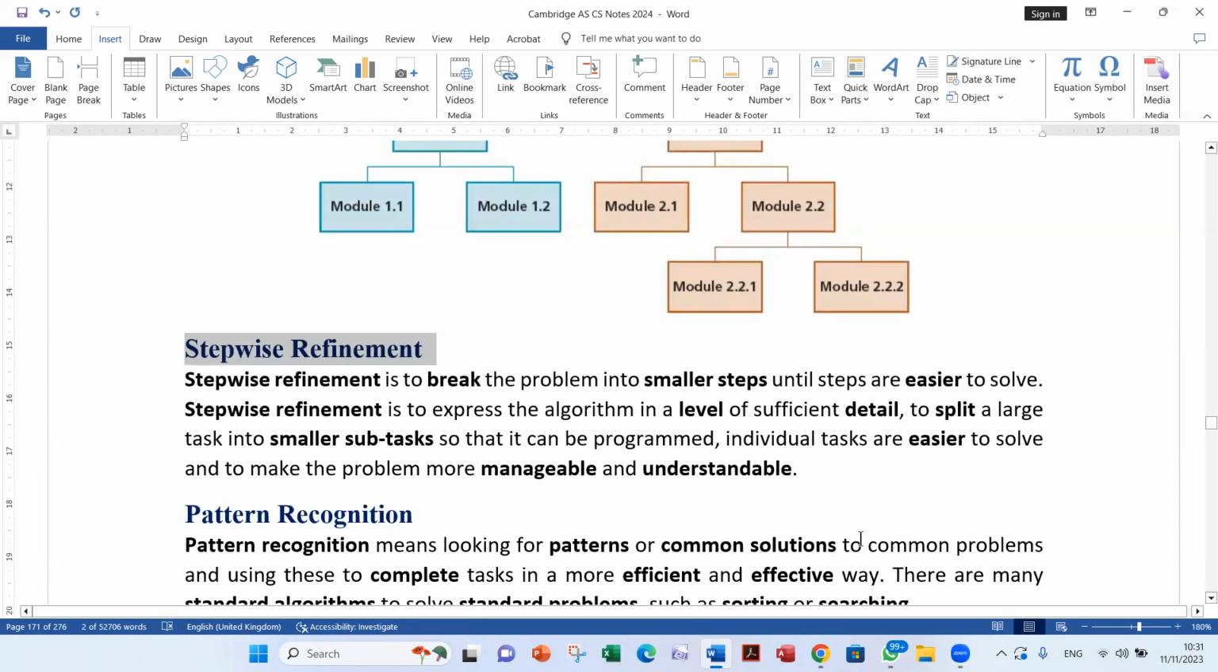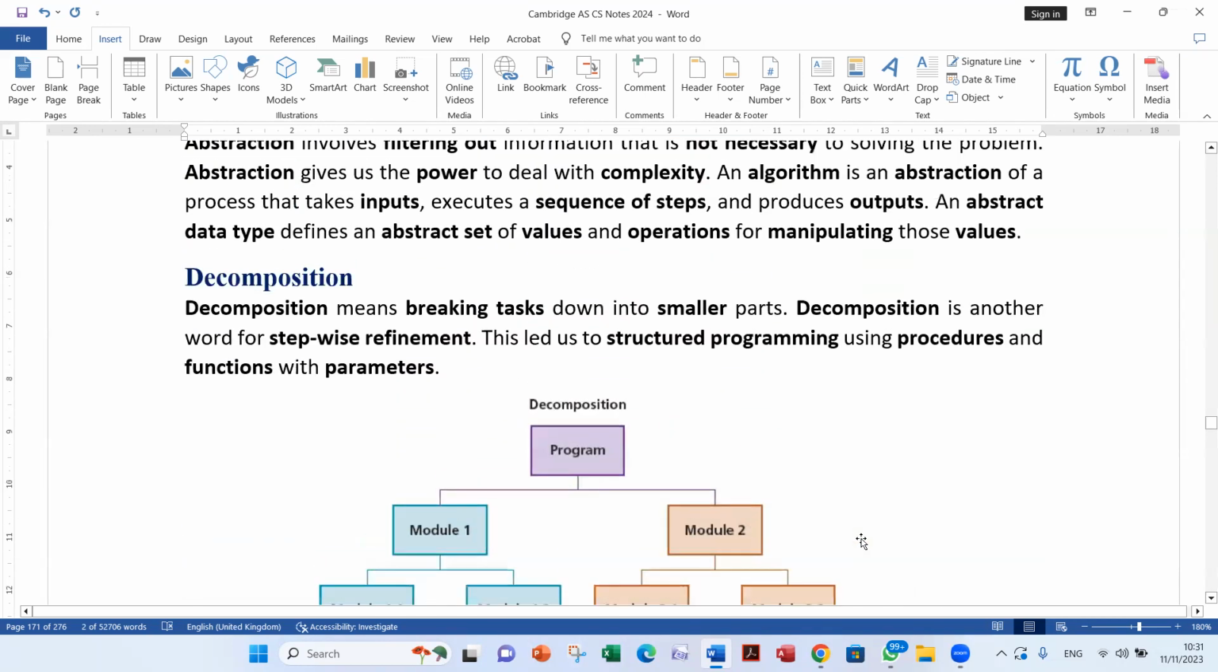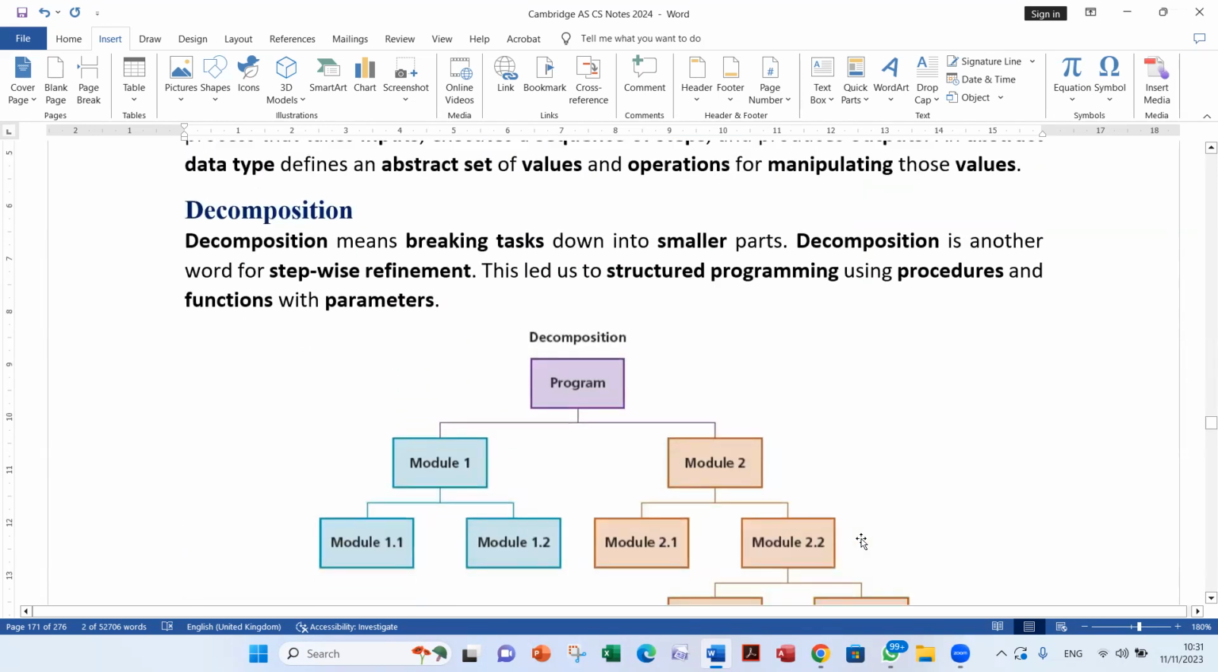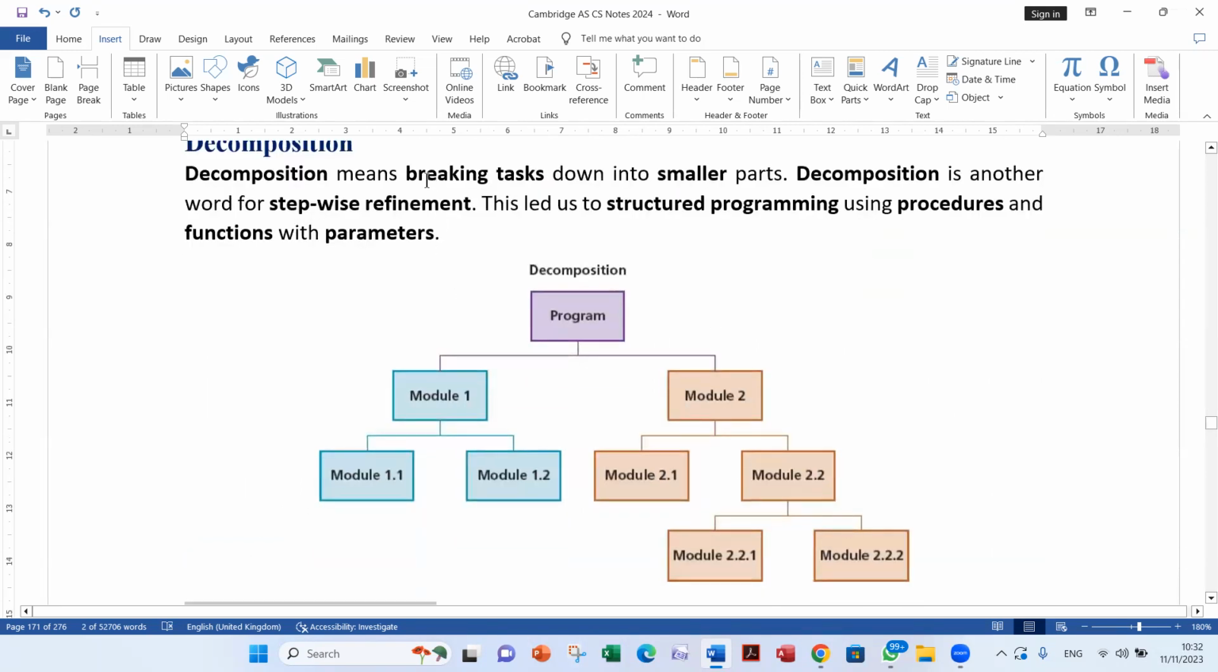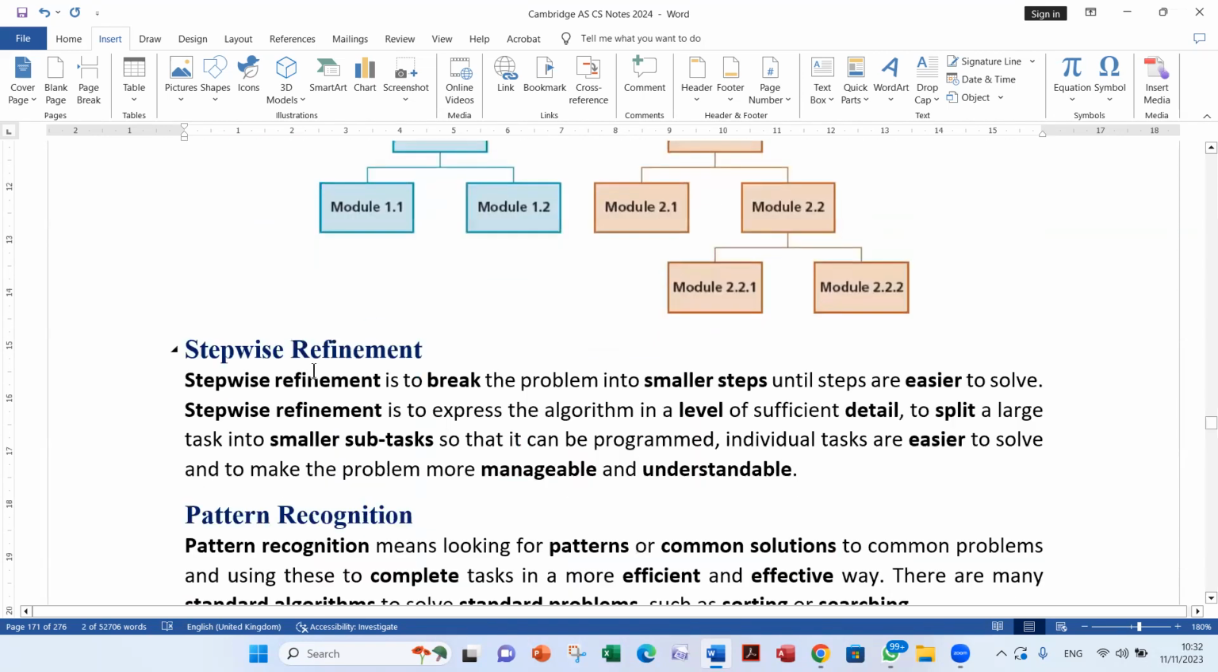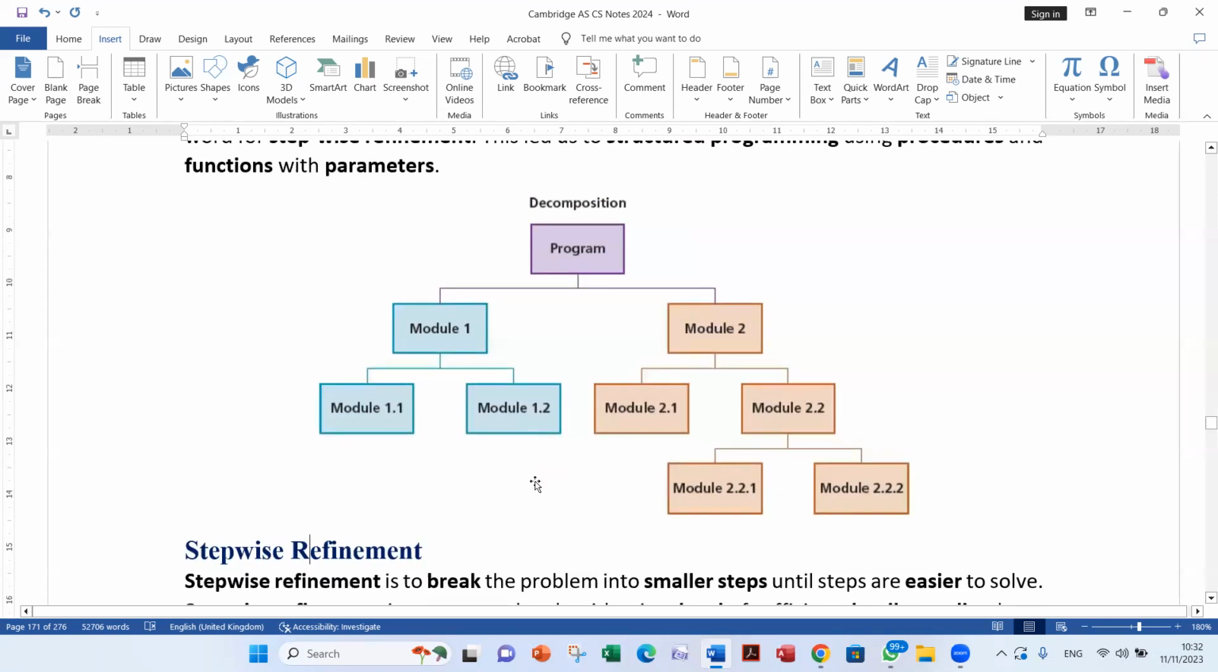And this is all in the O level. Very simple. I'm explaining it here for people who are not recalling it, for people who have studied O level, and I'm teaching it from the beginning for people who haven't studied the O level. So decomposition means breaking down tasks into smaller parts. Decomposition is another word for stepwise refinement. See, this is stepwise refinement.